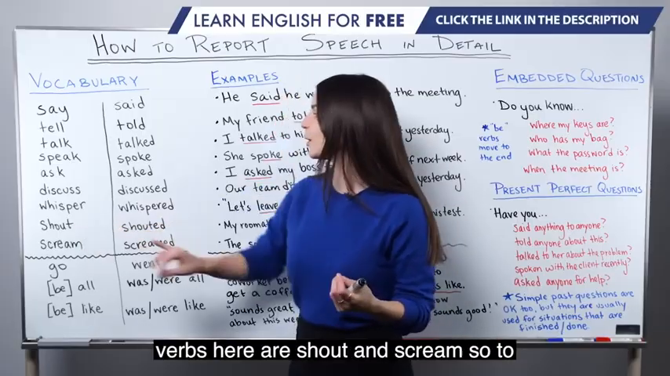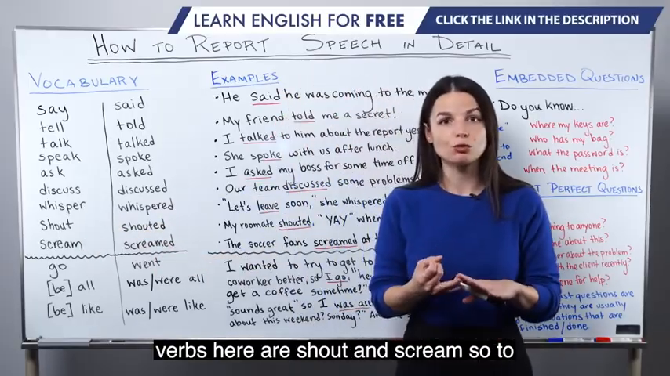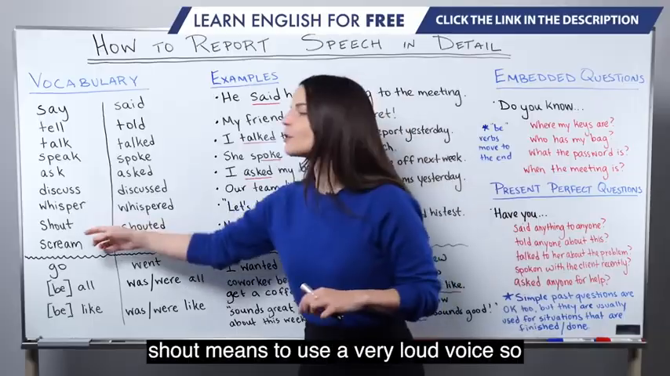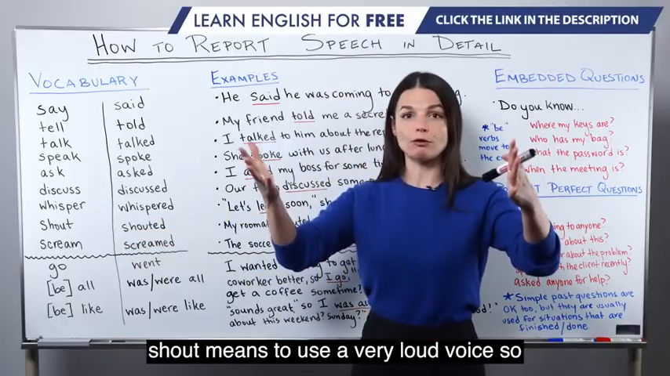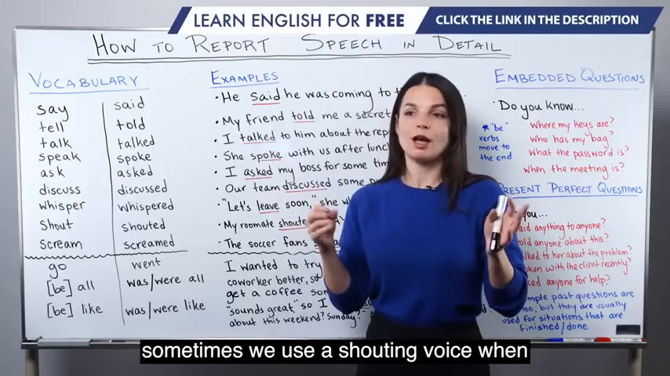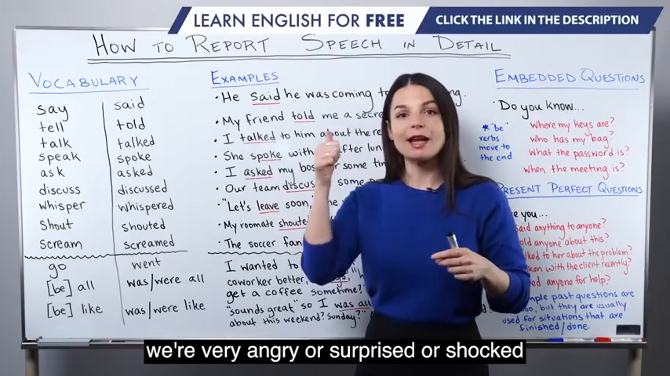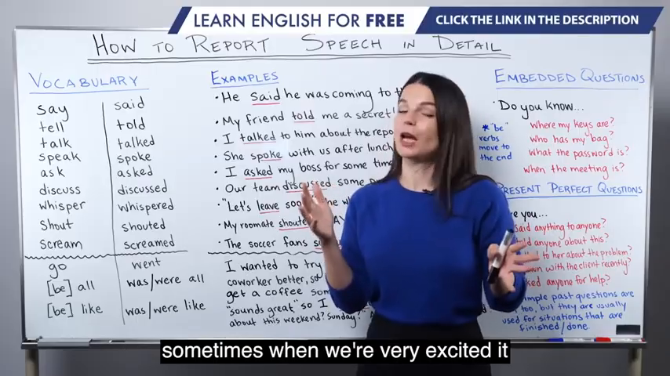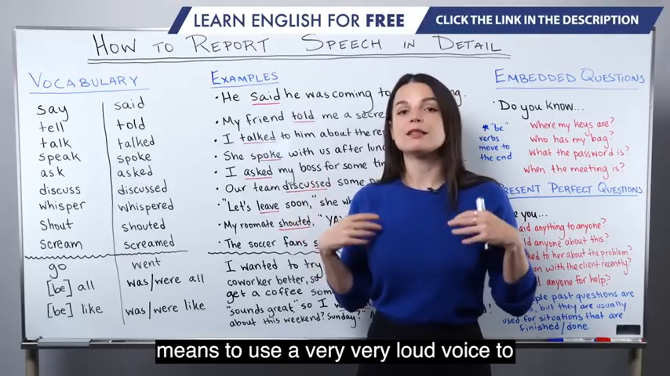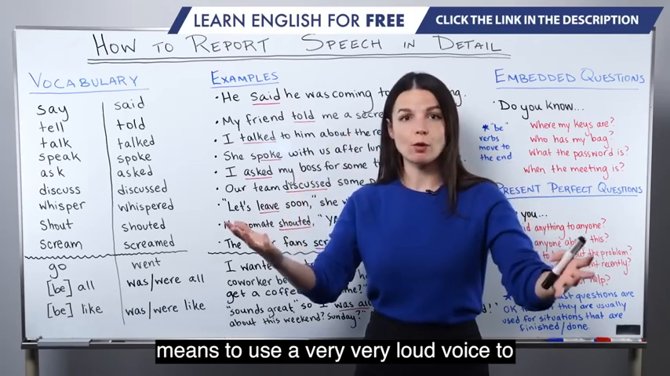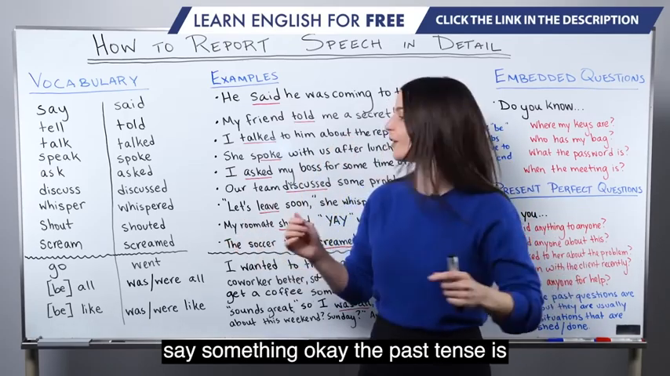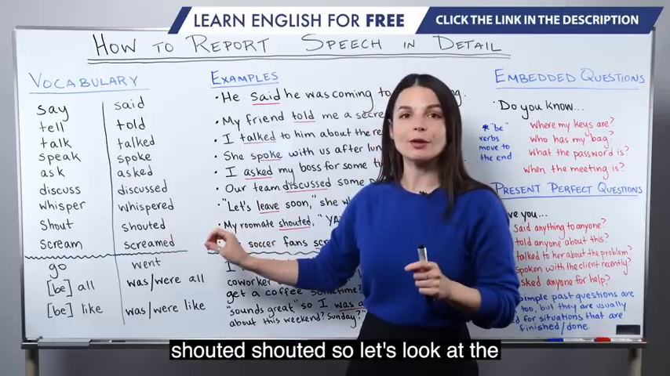So the last two verbs here are shout and scream. So to shout means to use a very loud voice. So sometimes we use a shouting voice when we're very angry or surprised or shocked. Sometimes when we're very excited. It means to use a very, very loud voice to say something. Okay? The past tense is shouted.